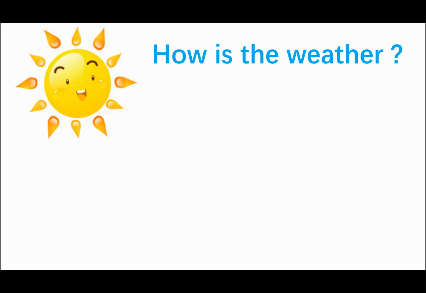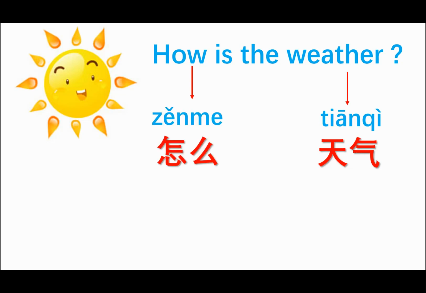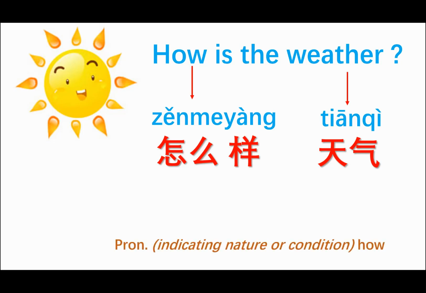So how do we say, how is the weather? We know weather is 天气, and how do we say how? Actually, we have mentioned how in how do you cook Chinese food. Do you remember? Yes, 怎么. Well, in this case, we have to add one more character, 样. 怎么样? Because 怎么样 indicates nature or condition, but only 怎么 indicates manner. So they are different, and in this case, we have to say 怎么样.